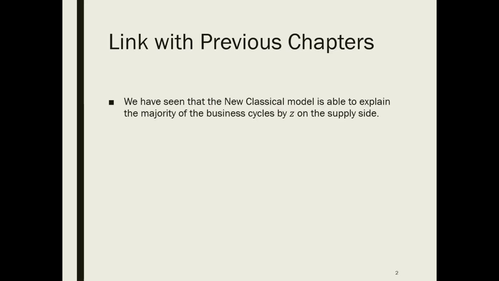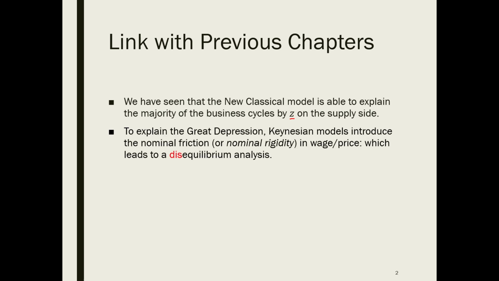In the last lecture, we have seen that the static version of the new classical model can explain the majority of the business cycles by productivity on the supply side. However, it cannot explain the business cycle stylized facts in the labor market well, because all employment is voluntary in the competitive market. To explain involuntary unemployment, especially during the Great Depression, Keynesian models introduce nominal friction or nominal rigidity in wage and prices, which lead to a disequilibrium analysis.